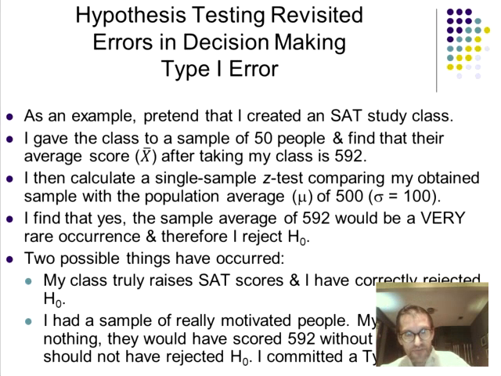That was true of the SAT for many, many years, but recently they've changed it a lot. So I gave 50 people an SAT study class. They had a 592. I looked at this sample average of 592 and thought, that's really far from 500. Let's say I run the z-test. I've given you all the information you need to run it. I would estimate the square root of 50, and the obtained z would be something like 5, maybe 6.